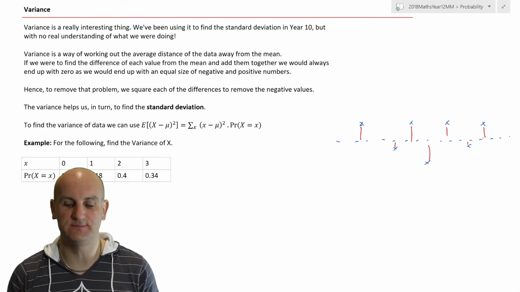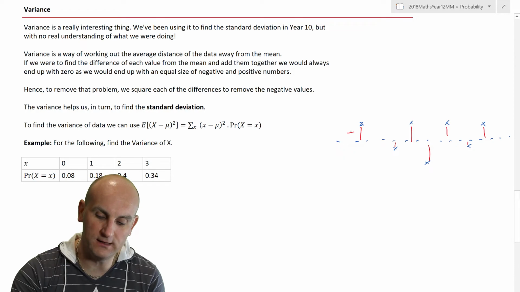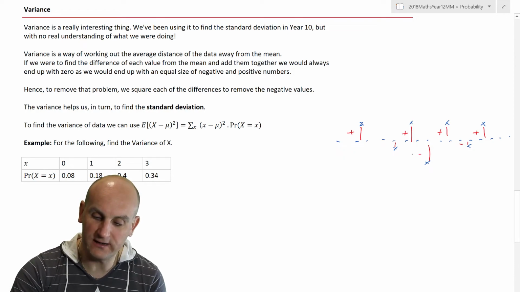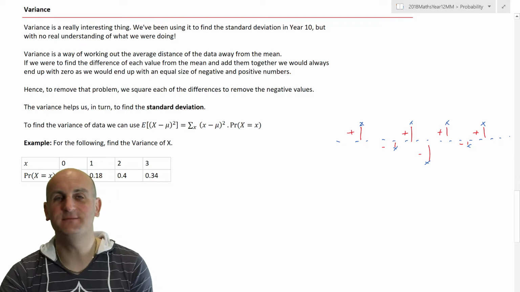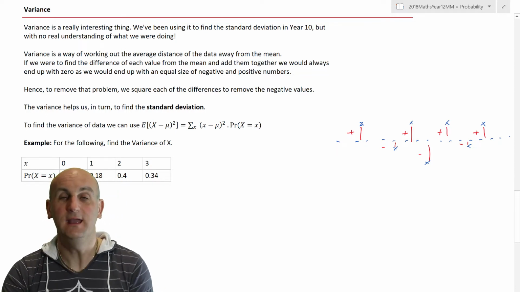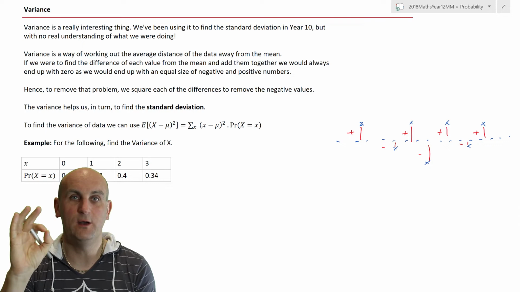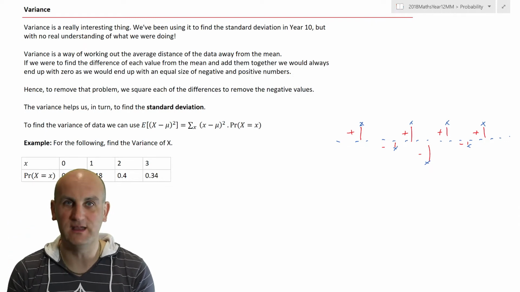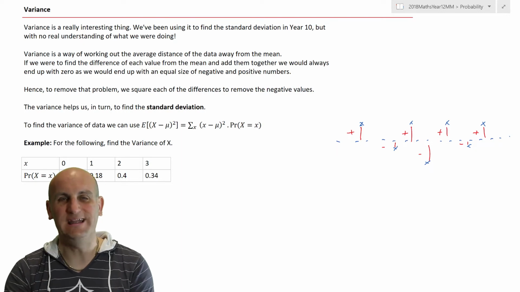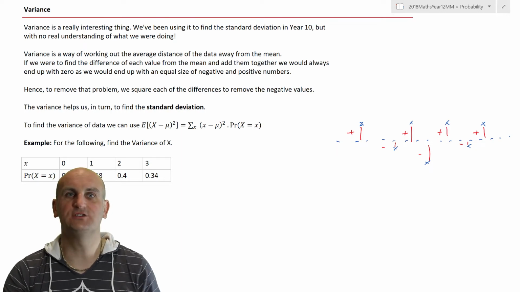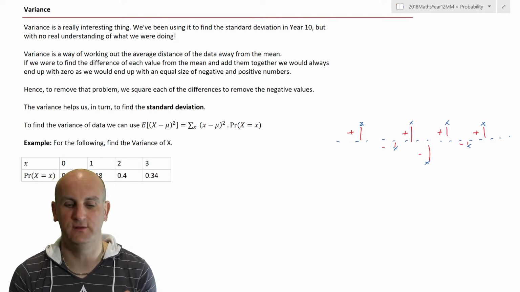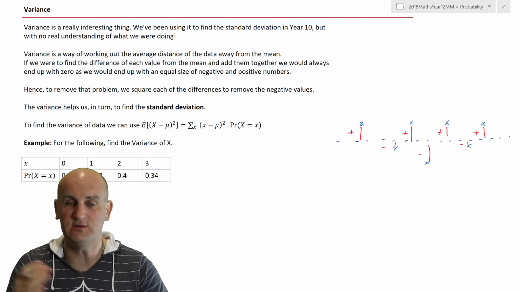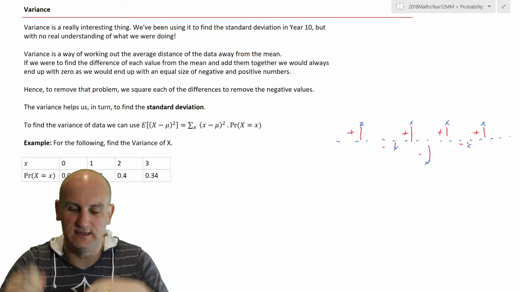But as it stands at this moment in time, all of these differences are positive, and all of these differences are negative. And if I add them together, guess what you're going to end up with? You're actually going to end up with a value of 0. Now, why do you think you end up with a value of 0? Well, simply because that's the whole point of the average value. So I need to find a way of fudging my data, if you like, to get all of these negative values to be positive, because that's what's evening this stuff out.